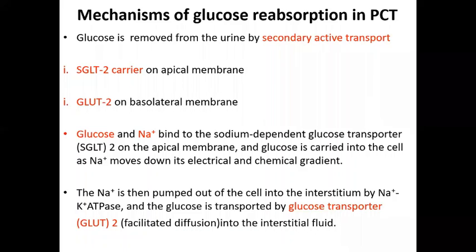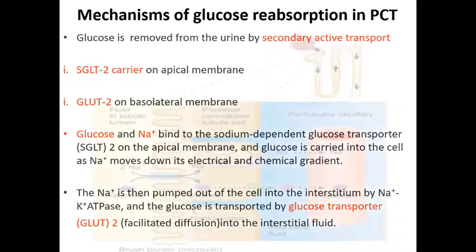So the sodium is then pumped out of the cell into the interstitium by the sodium-potassium ATPase pump, but the glucose is transported by the glucose transporter via facilitated diffusion into the interstitial fluid. Then from the interstitial fluid located within the interstitium of the cells, it will be reabsorbed into the peritubular capillaries via those openings. Remember, the capillaries have those openings, which are called pores or spaces, that can allow movement of certain substances like glucose. So this glucose is just moving via facilitated diffusion from the epithelium cells of the kidney nephrons into the interstitium, then into the peritubular capillaries.